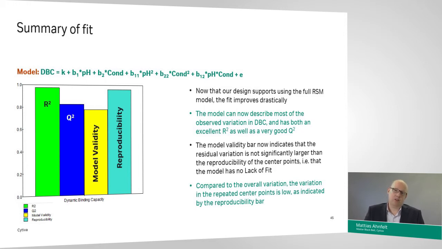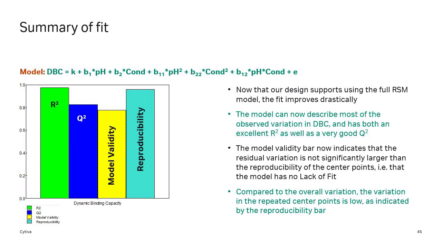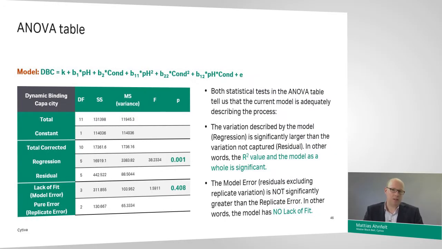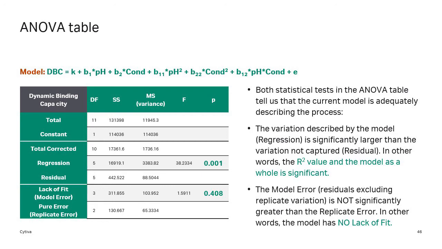The center points have a low overall variation compared to the total variation across all experiments performed in the experimental design. So the ANOVA table, now for this polynomial model with the included square terms, performs drastically better than the previous only full factorial model did.